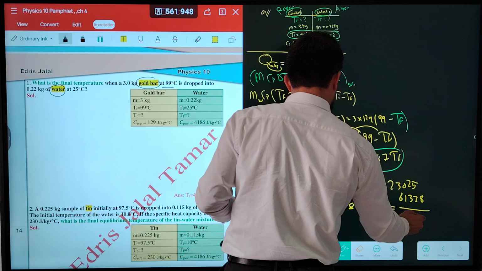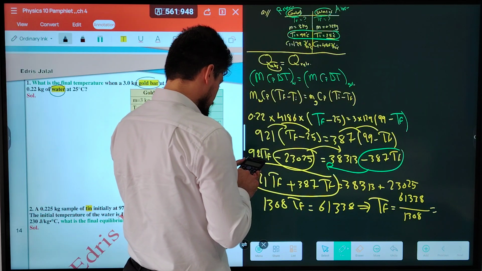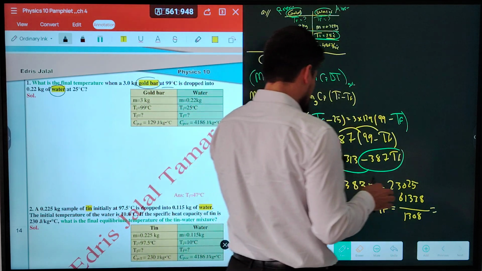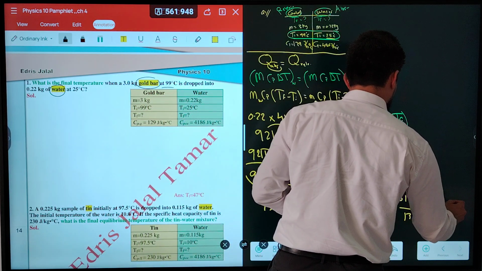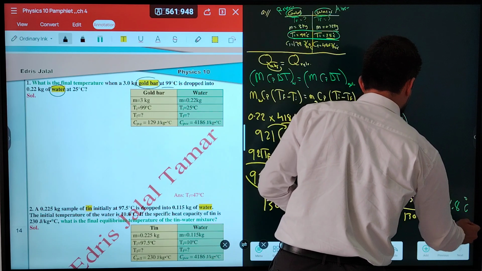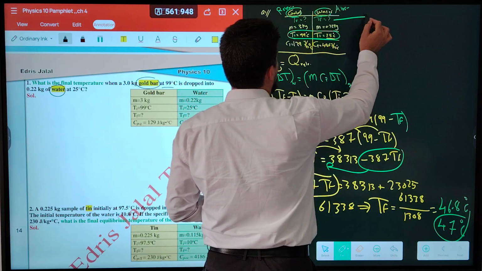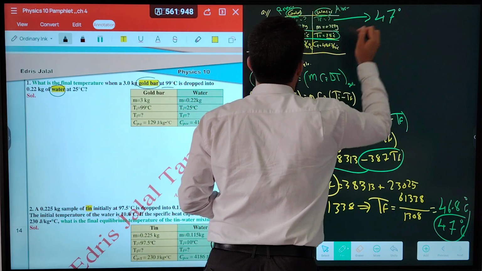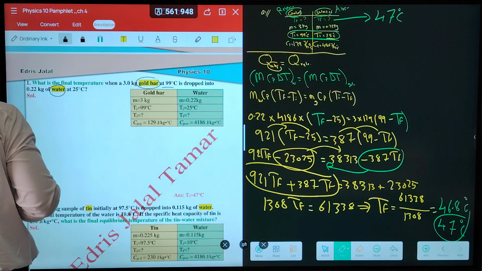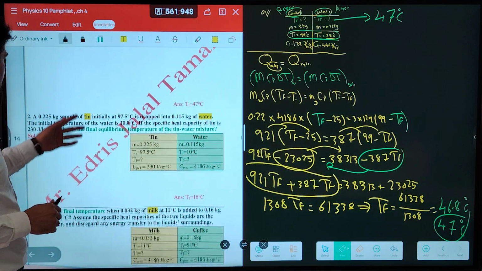61,338 divided by 1,308, which is equal to 46.8 Celsius or 47 Celsius. The final temperature is equal to what? The final temperature is equal to 47 Celsius for both substances. Okay? This is question 1 in practice 4B.